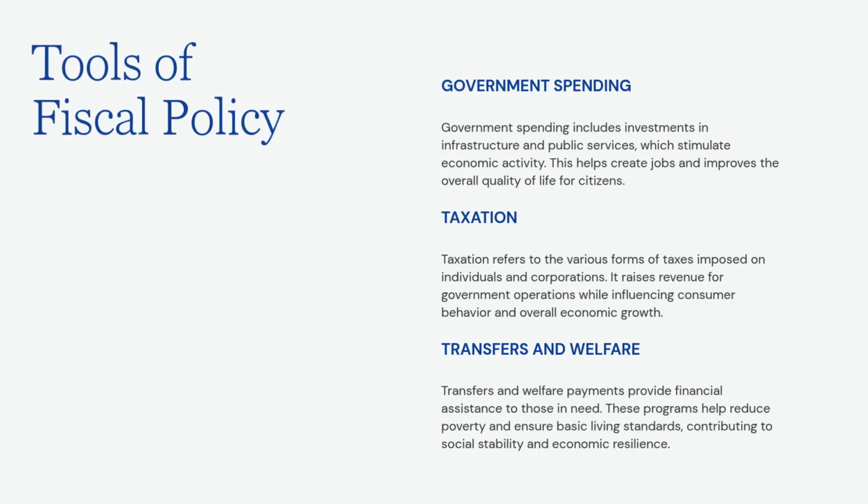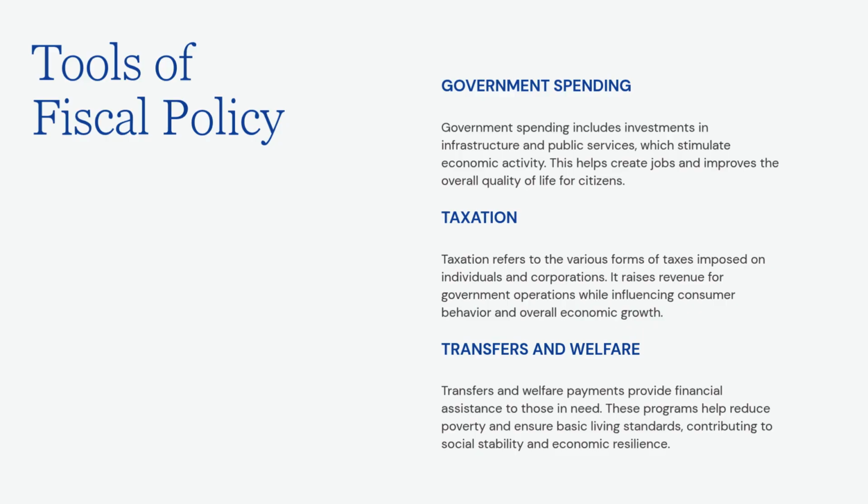Now, what are the important tools? How do they actually carry this out? There are three key tools here to remember. The first is government spending. So this includes spending on things like healthcare, education, infrastructure. For example, increasing NHS funding means more jobs for doctors and nurses and more income circulating in the economy.